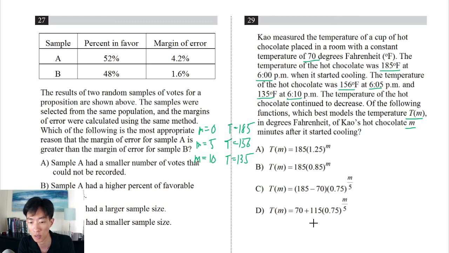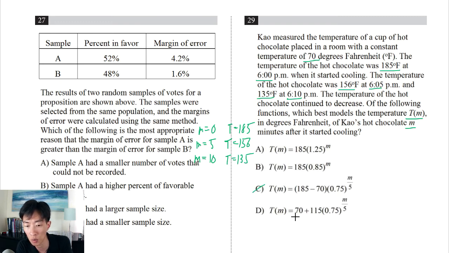Given that these equations are somewhat complicated, I would just say start testing out each answer choice and eliminate ones that don't work. On first glance, if you plug in m equals 0, anything raised to the 0 is going to be 1. So A and B look like they're going to be okay because they'll both give you 185. Choice C is actually going to be way too small because 185 minus 70 is around 115. And so you can eliminate C automatically.